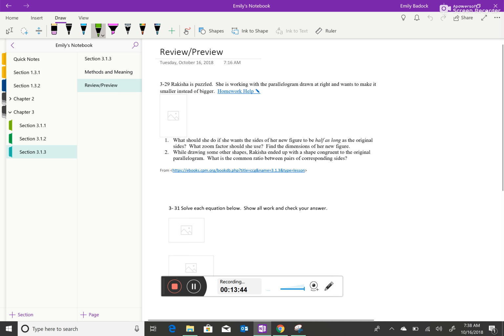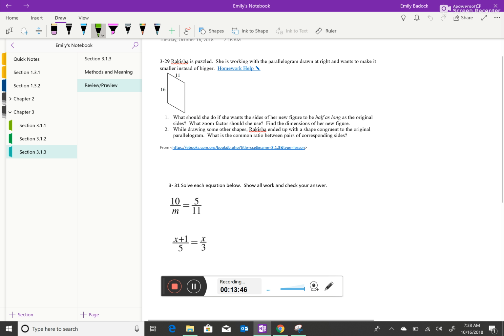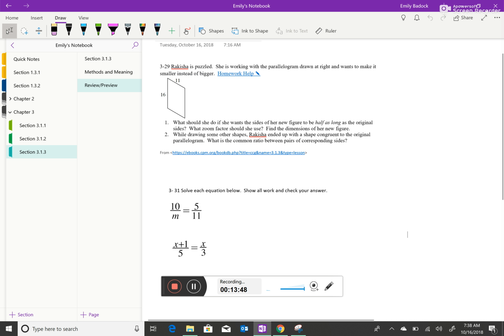Alrighty? Okay, so let's jump into some review preview problems here really quick, and then we'll finish up the video. So this person is working with a parallelogram drawn at the right, and she wants to make it smaller instead of bigger. What size should she do if she wants the sides of her new figure to be half as long as the original side? What zoom factor should she use for the dimensions of her new figure?